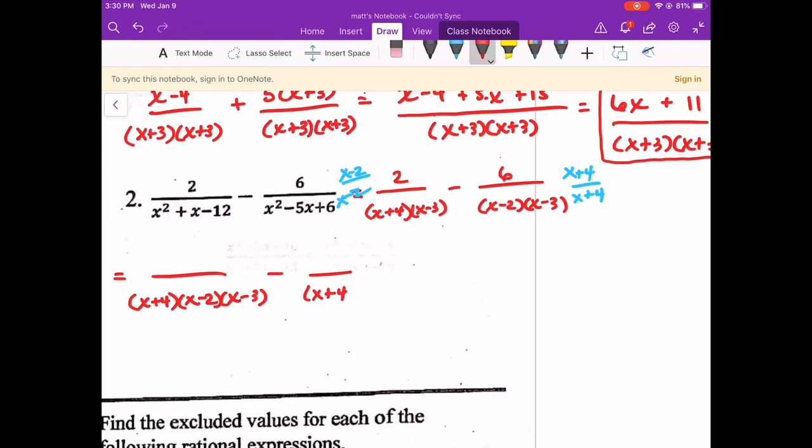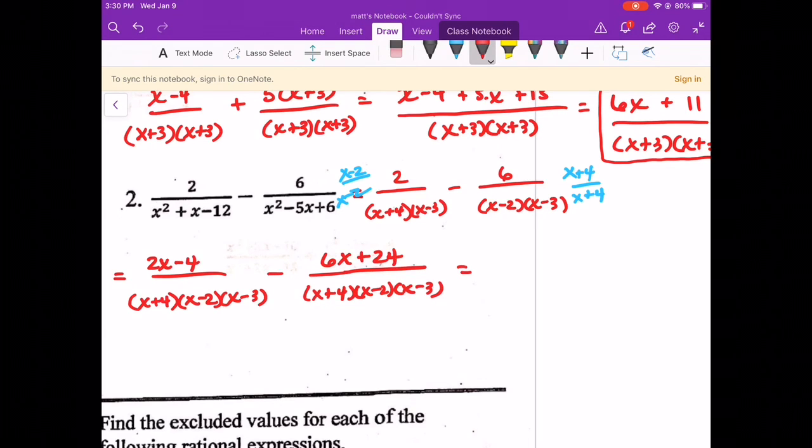So when I do that, that'll help me get what my new fractions will be. x plus 4, x minus 2, x minus 3 is my denominator. I'm going to keep these separate for now while I go ahead and distribute. 2 times x minus 2 is 2x minus 4. And 6 times x plus 4 is 6x plus 24. All right, now I'm ready to put these into one fraction. x plus 4, x minus 2 times x minus 3. That's my one denominator, and here we go.